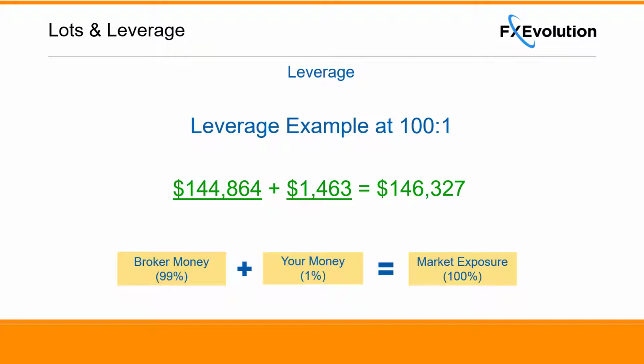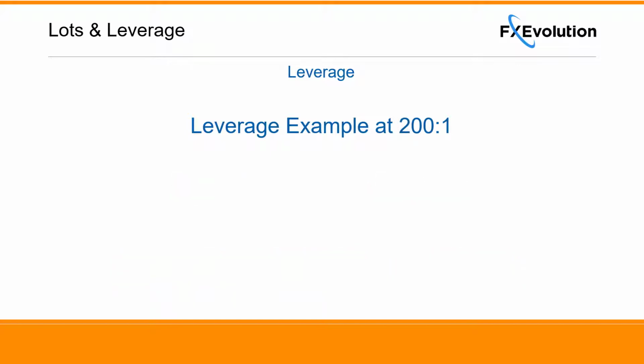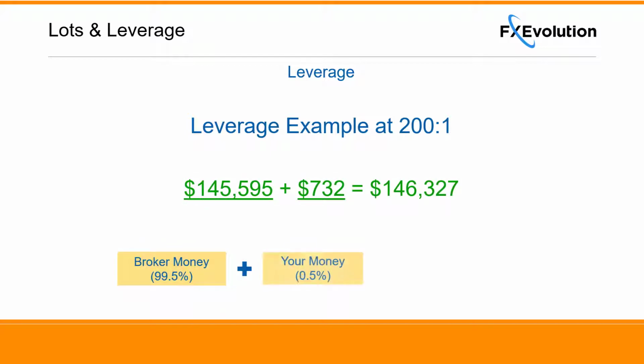Some people would consider it dangerous, and that is why it is best that you use appropriate risk management techniques. However, it can be used as an excellent tool as part of a trading plan. Let's take a look at a leverage example at 200 to 1 to further clarify how leverage works. If you are using 200 to 1 leverage, you would still require the same amount of money. So that's $146,327 US. But this time, the broker will lend you 99.5% of the money. This means that you will only have to provide $732 or 0.5% in your trading account to actually trade with the same amount of exposure.